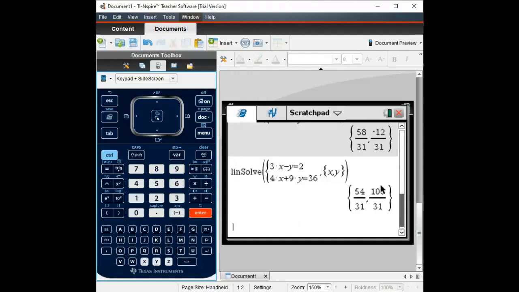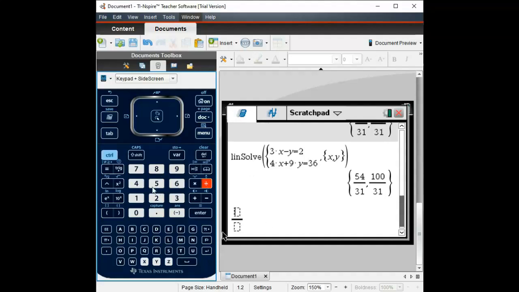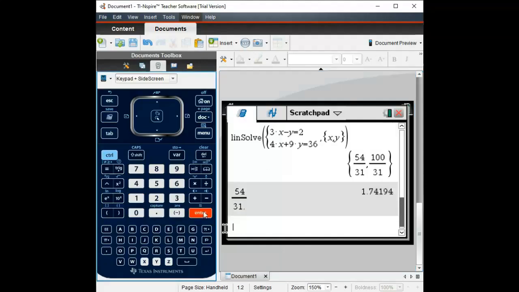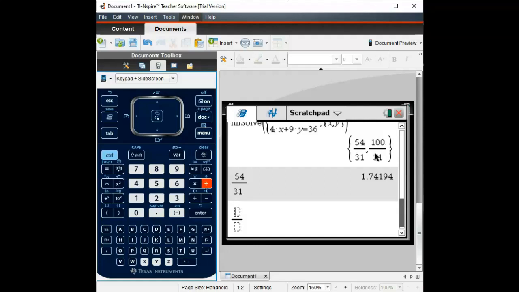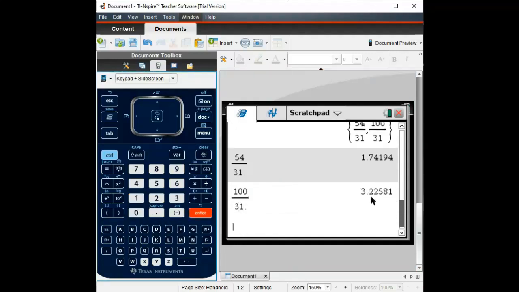And now I have a positive and a positive. So I am going to convert these and see, does it give me 1.75 and 3.1? So let me convert the first one. The first one we had 54 over 31. Put a decimal after it. Okay, and it's really close to 1.75, 1.74. And I'm going to try the next one now. For my y value, this second value here, I got 100 over 31. And that's real close to 3.1.